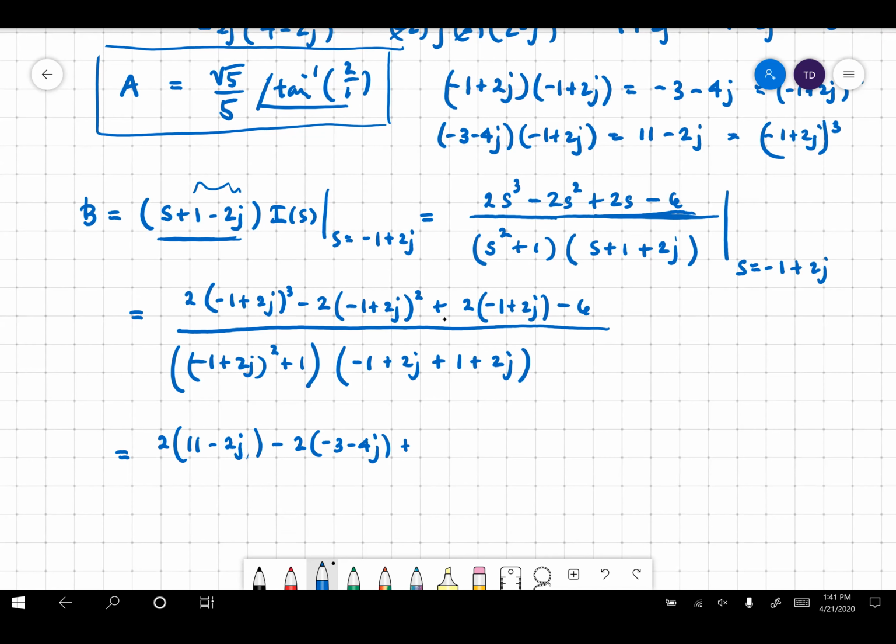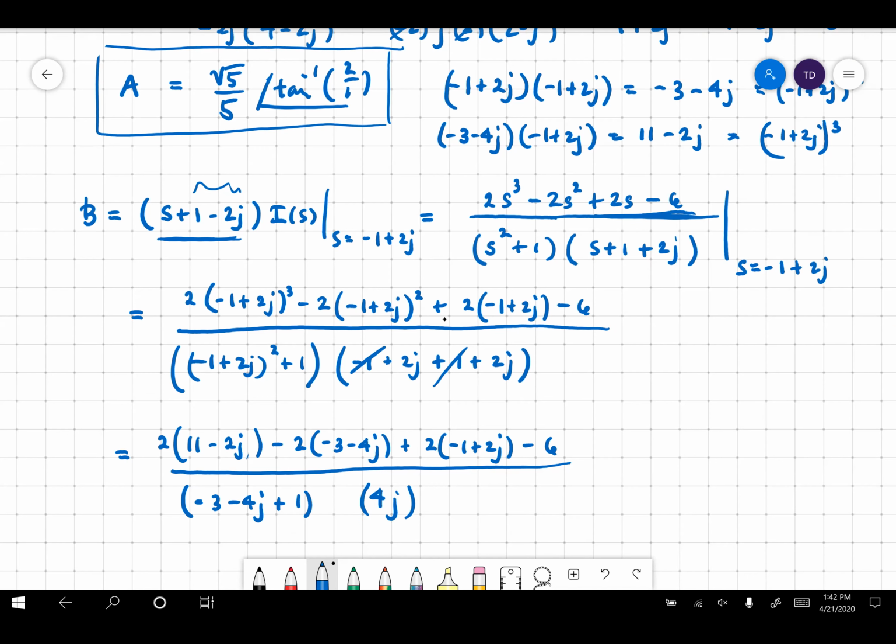plus 2 times minus 1 plus 2j minus 6, all divided by the first one, minus 1 plus 2j squared, minus 3 minus 4j, plus 1, minus 1 plus 2j. We can just figure this last one out. We don't even need to write it. That's minus 1 plus 1, it's 4j. All right, now we've got all terms that are easy to figure out.